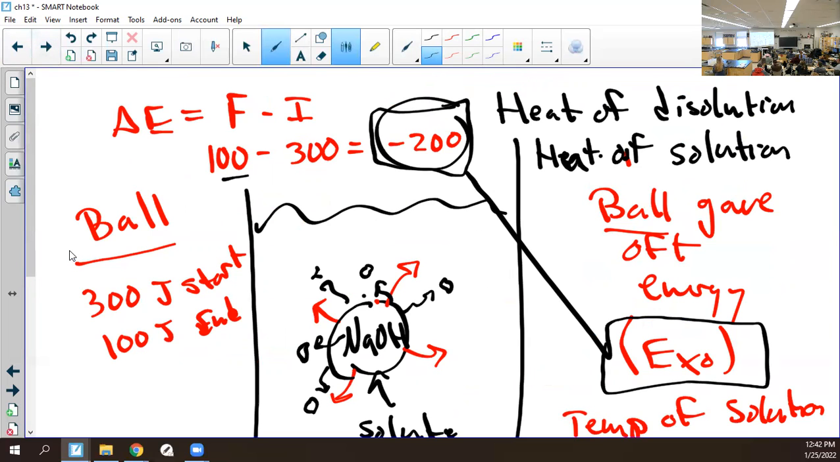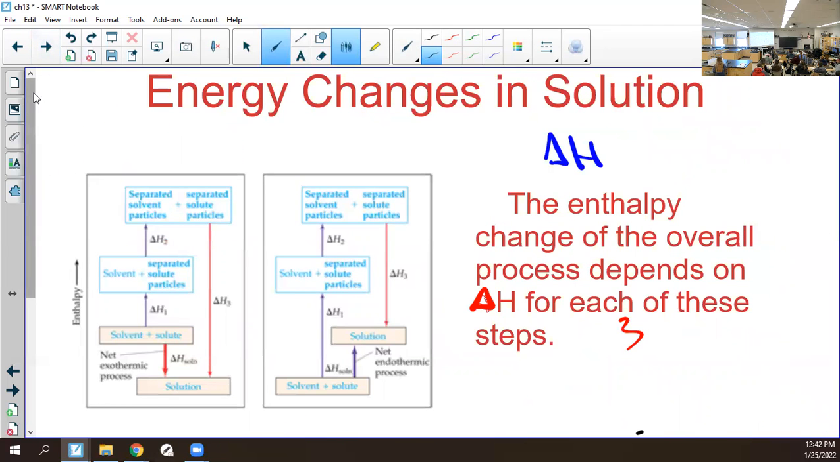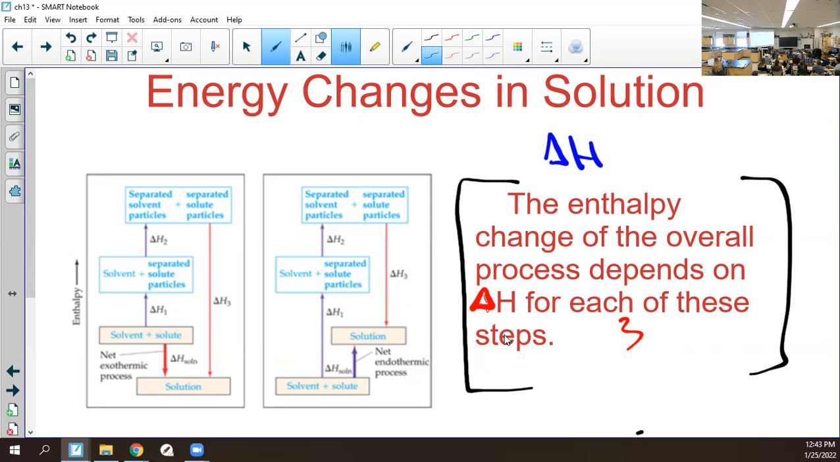These three steps, when they combine, will give you an enthalpy change where heat is given off, which we call exothermic, or heat is taken in, which is endothermic. Are you all right with that? I still didn't hear you because she coughed at the wrong time. Okay, thank you, Abby. All right. So the enthalpy change of the overall process depends on the delta H for each of these processes. You okay with that? Okay.